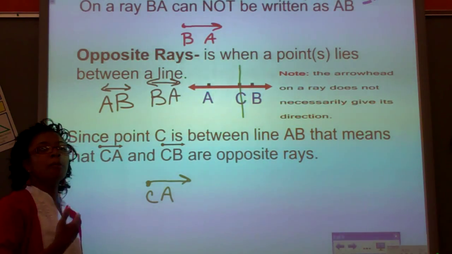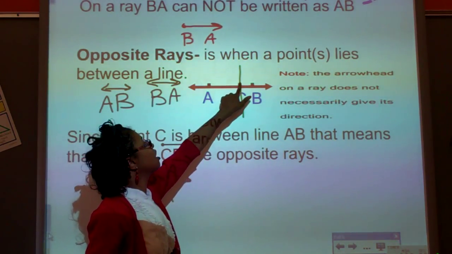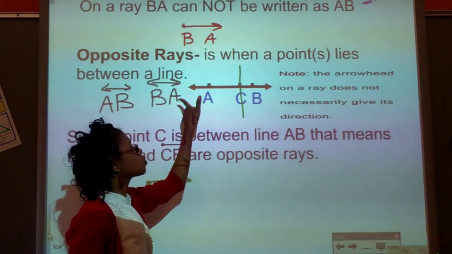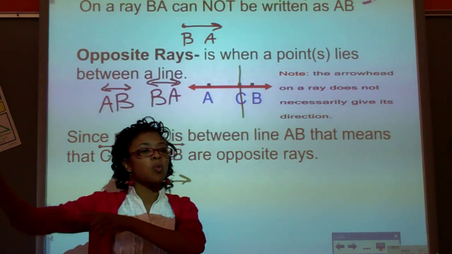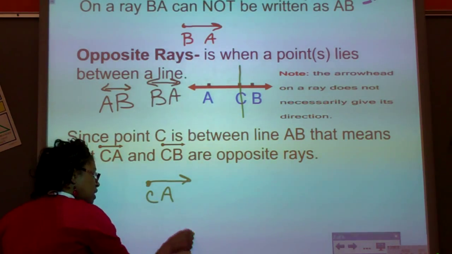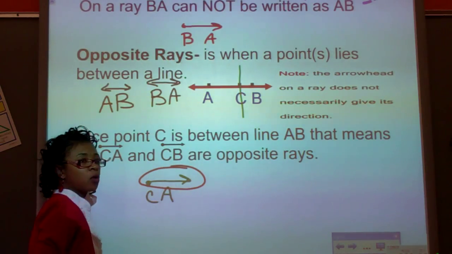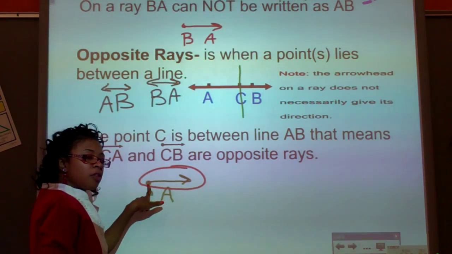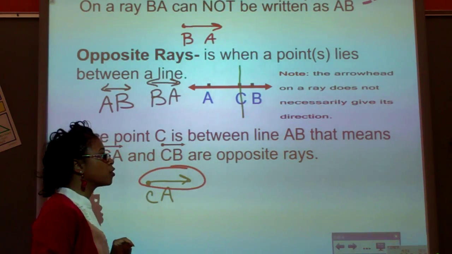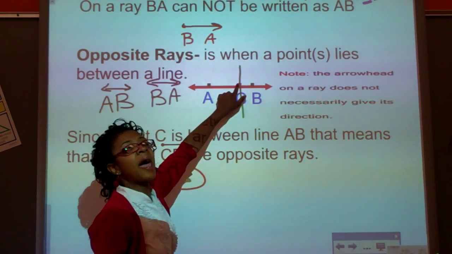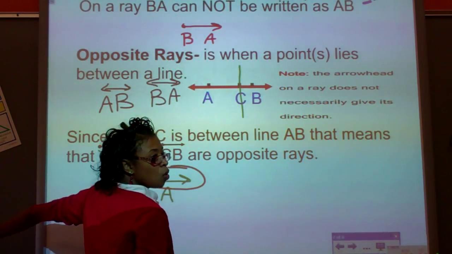Again, order matters. The C is the initial point. Although on this ray, it's shooting over to the right, it doesn't matter. This is the proper way. You must write a ray with the point on the left and the arrowhead shooting over to the right. It doesn't matter that this ray is actually going to the left.